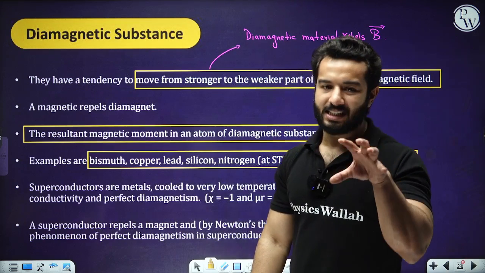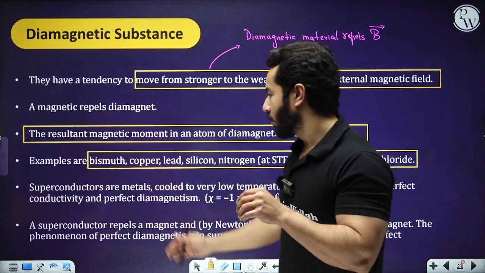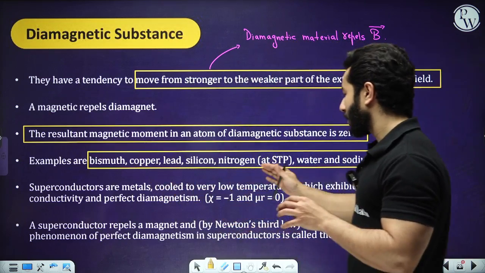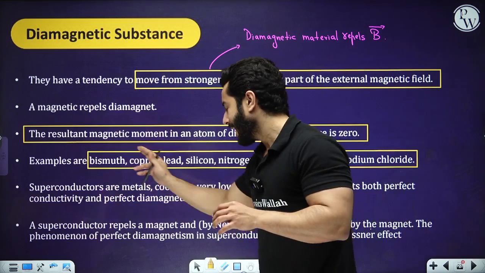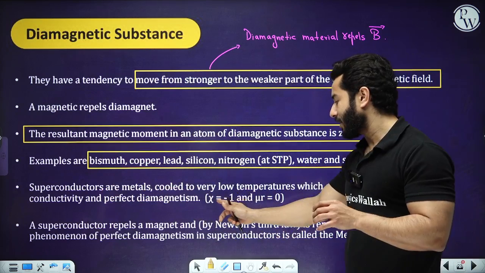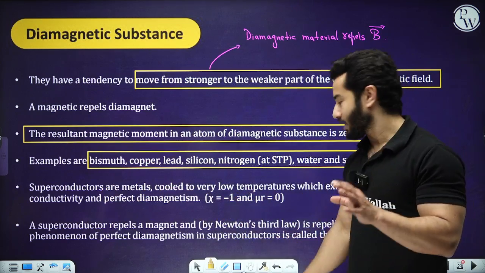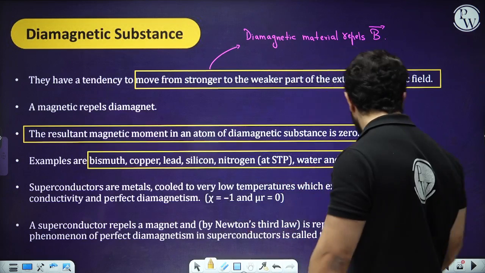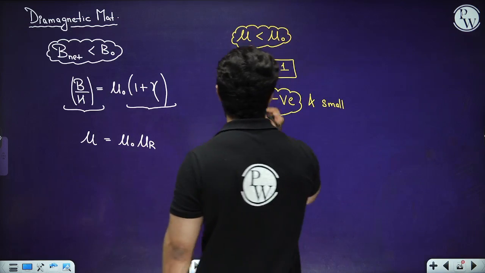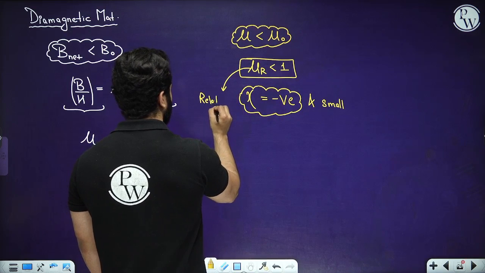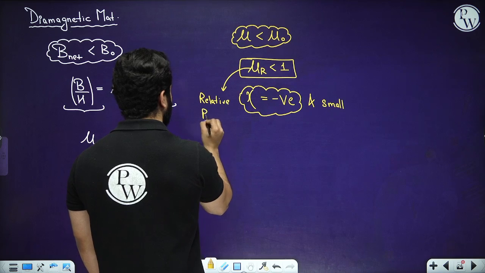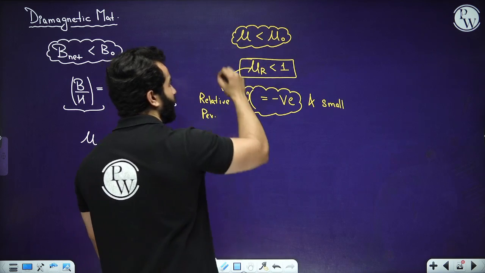In diamagnetic materials also, superconductors are some metals which are cooled to very low temperature, which exhibit both perfect conductivity and perfect diamagnetism, in which magnetic susceptibility is -1 and relative permeability is 0. This is known as relative permeability. That means mu will be 0, right?